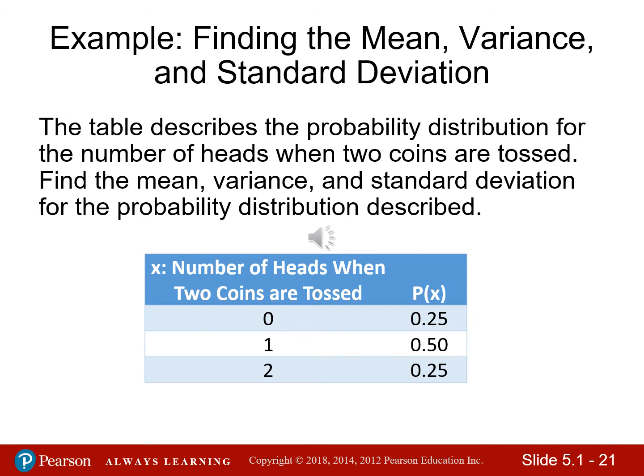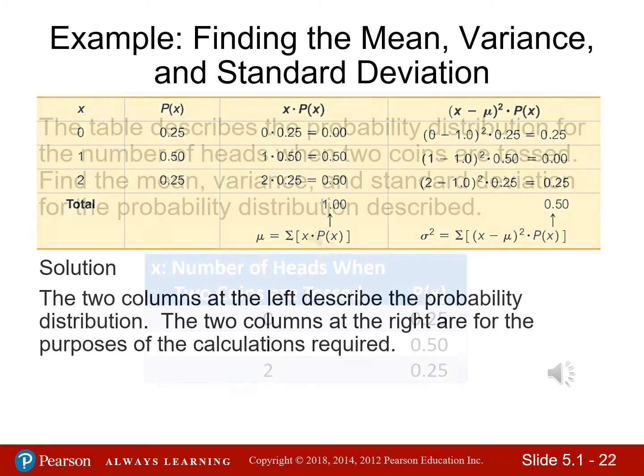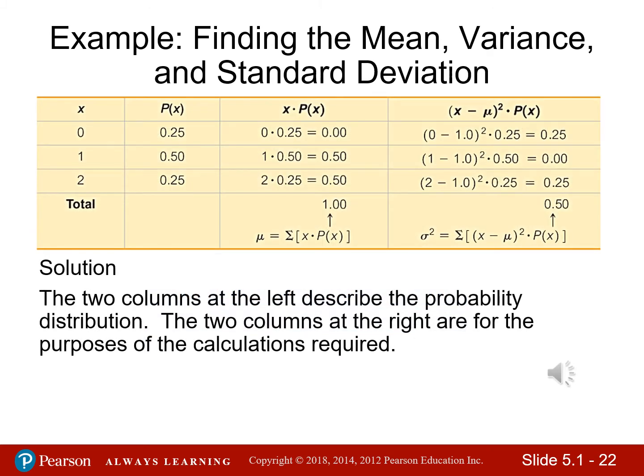This table describes the probability distribution for the number of heads when you're tossing two coins. Let's find the mean, variance, and standard deviation for this probability distribution. This table will help us calculate them. The two columns at the left describe the probability distribution, and the two columns at the right are for the purpose of calculating our mean, variance, and standard deviation.